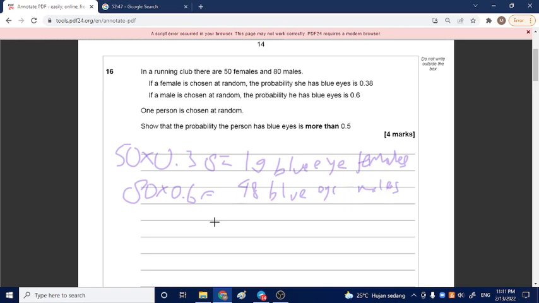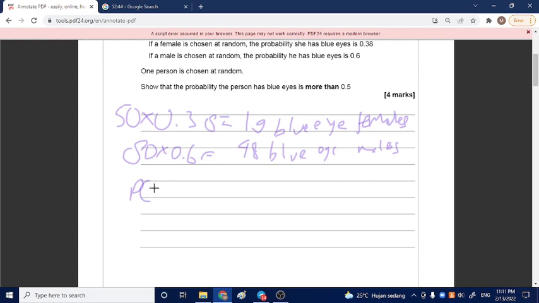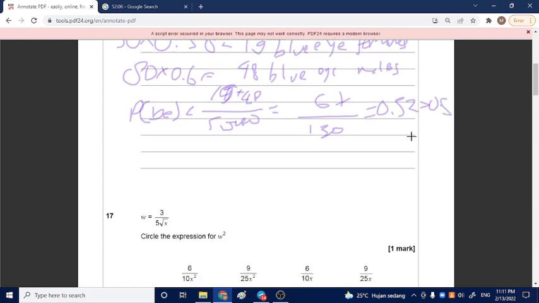Alright, so probability of blue eyes is 19 plus 48 over 50 plus 80. 19 plus 48 is 67. 67 over 130. Looking at this fraction, we know that half of 130 is 65 and 67 is more than that. That means it's definitely more than 0.5. The exact value would be 0.51, 0.52, more than 0.5. There we go.